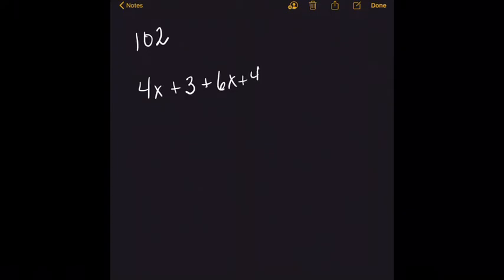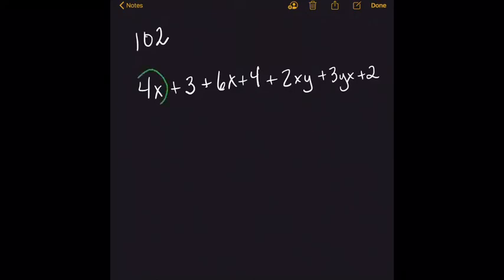Lesson 102 is about adding like terms, which we've already done. So it's just going to probably be a little bit more complex because it's part 2. So looking at my first practice problem, we have 4x plus 3 plus 6x plus 4 plus 2xy plus 3yx plus 2. So now let's circle our x terms.